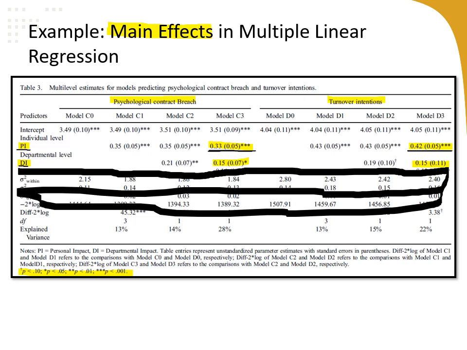When we look at departmental impact, those who have a department that's being more impacted by budget cuts tend to have more psychological contract breach, but not necessarily more turnover intentions. Because there's no stars there, it's not a significant, reliable relationship. And again, that's even after controlling for the personal impact. So even after you control for how much people are individually being impacted by budget cuts, the departmental impact is still a significant predictor of psychological contract breach.